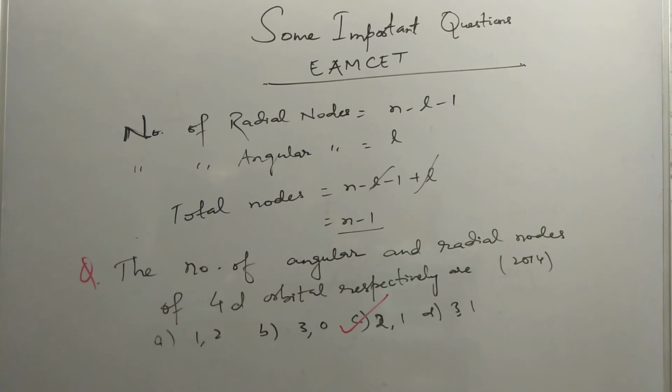Another question which was asked is to calculate the number of angular and radial nodes of 4d orbitals. This was asked in 2014. So as you know, for 4d the principal quantum number is 4 and the azimuthal quantum number is 2. So angular nodes will be equal to 2 and radial nodes n minus l minus 1, that means 4 minus 2 minus 1, that means 1. So the answer is the third option, that is C, 2 and 1 respectively. So this was asked in 2014.